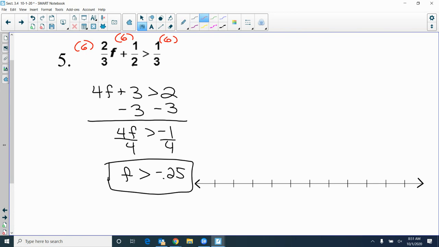Now I'm going to graph this one. I'm going to use whole numbers: 0, 1, 2, -1, -2. Let's see here. And now where's -0.25 at? Let's make sure we're in the right spot here. Greater than -0.25, open circle. So it's right about there.